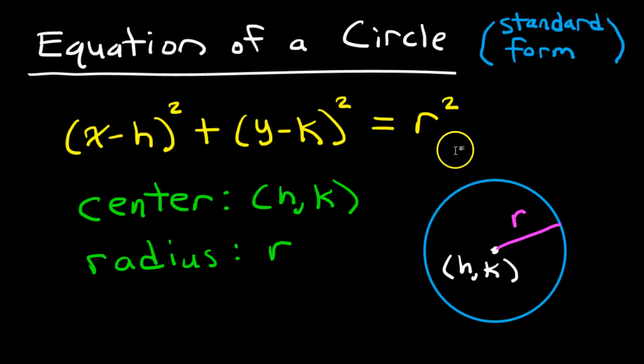The equation of a circle in standard form looks like this. In this form, you can see the center of the circle is h, k, and the radius over here is represented by r.